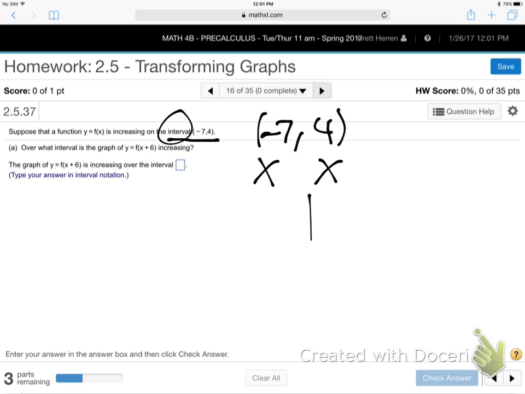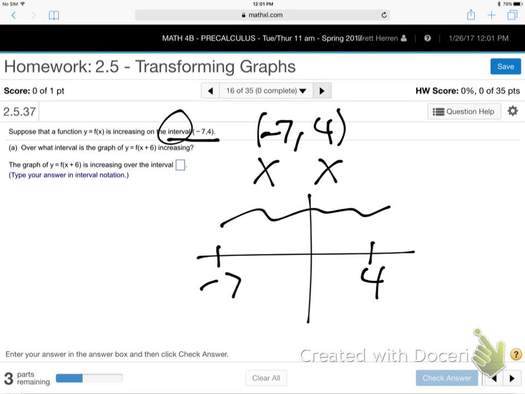Interval. In other words, what they're saying is there's some kind of a graph, and we're looking at a piece of the graph between negative 7 and 4. They're not even showing me the picture. Well, what are they telling me? They're telling me it's increasing, so really I'm not drawing. We know a little bit about the picture. We know that somehow it's going up, it's increasing between negative 7 and 4.